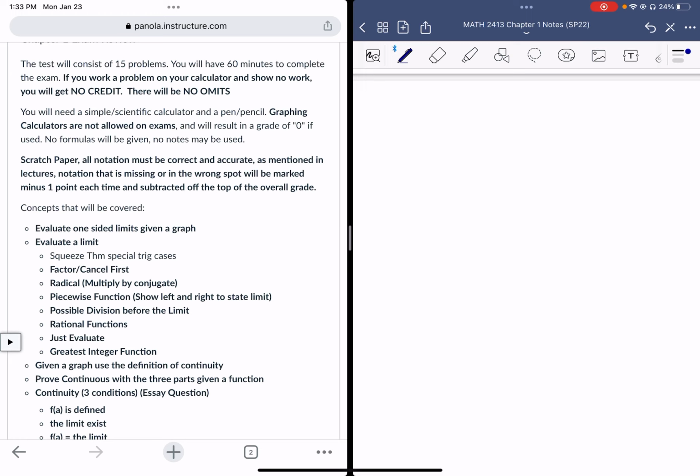So what I want to do is go through some examples of what to expect. All this should not be a surprise. If you've been working through the homeworks and feel confident in that, then you'll feel confident in the exam. The first one says evaluate a one-sided limit given a graph. You'll see this a lot in the beginning sections, where you had some kind of piecewise function and had to find some limits as they were approaching.